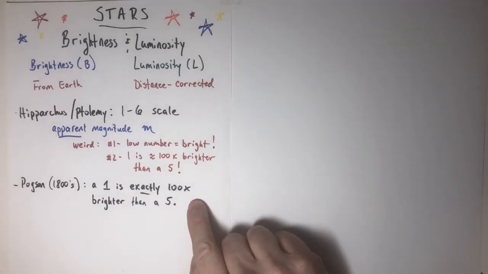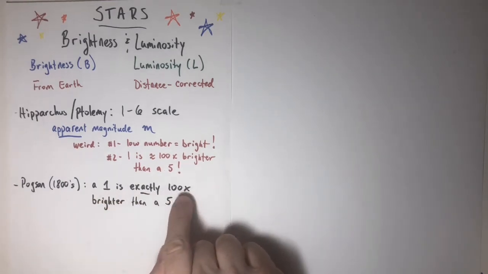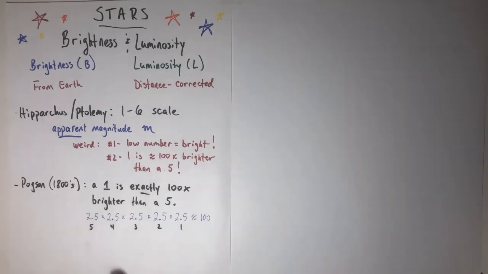For this reason, an astronomer named Pogson in the mid-1800s decided to define a magnitude 1 star as being exactly 100 times brighter than a magnitude 5 star. And so that means that there's roughly a factor of 2.5 difference between each one of the numbers in the magnitude scale. A 4 is 2.5 times brighter than a 5, a 2 is 2.5 times brighter than a 3, and so on.